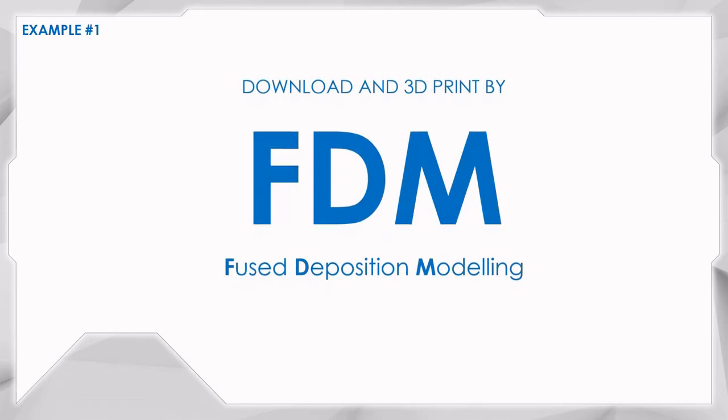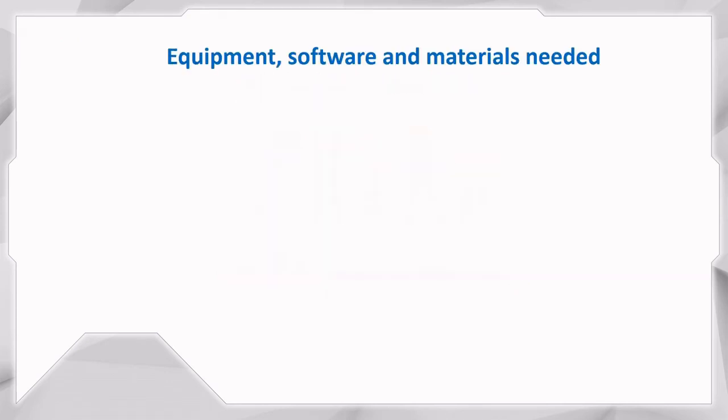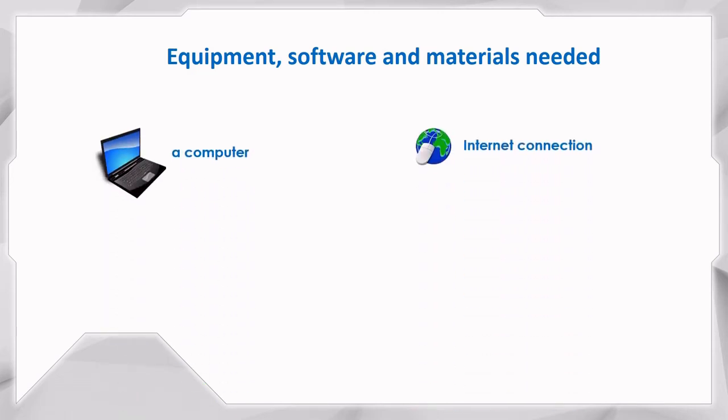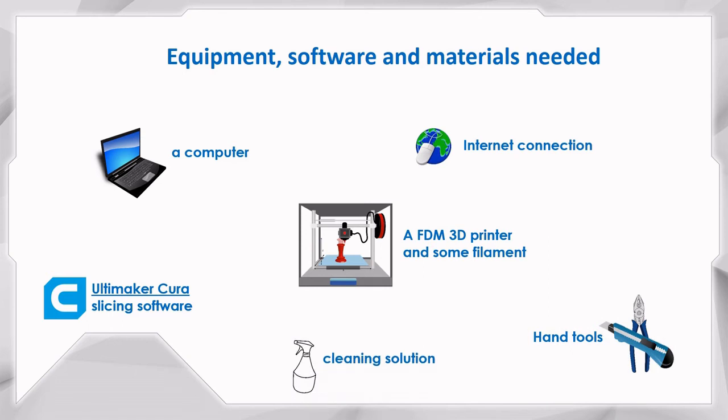The first example of classes using 3D printing consists of downloading a 3D model from the internet and printing it. You will need a computer, internet connection, a 3D printer, and some filament, Ultimaker Cura software, hand tools, and something to clean the printing surface.